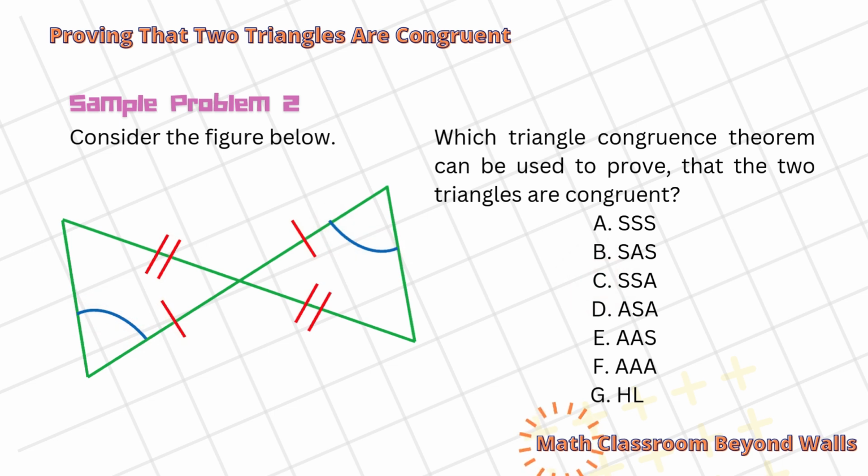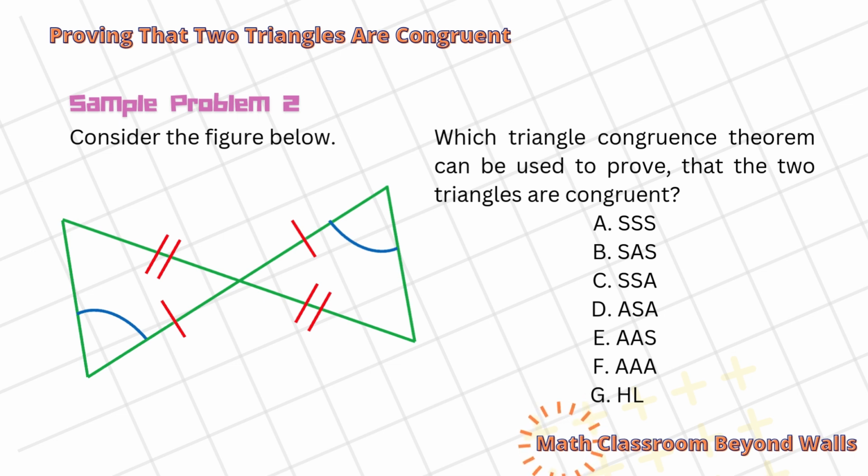Okay, are the triangles right triangles? Not. We do not see any markings or indication that the triangles have right angles. So, option G is also out because HL is for right triangles only.